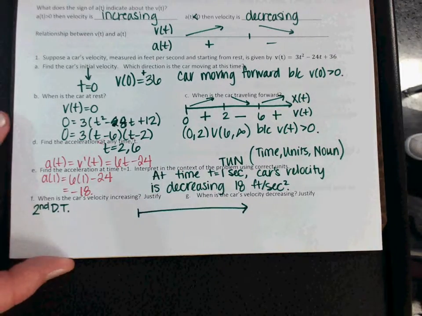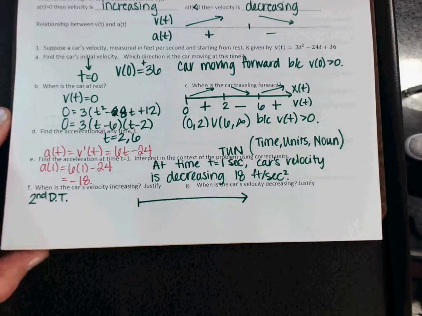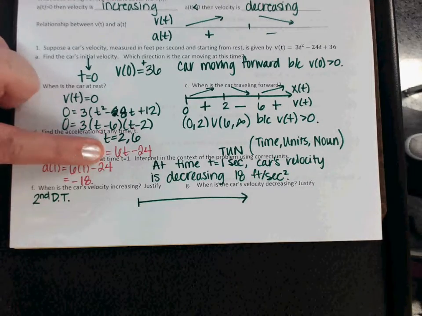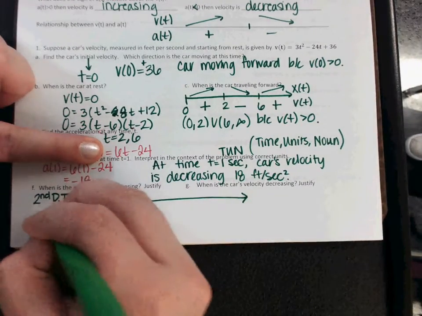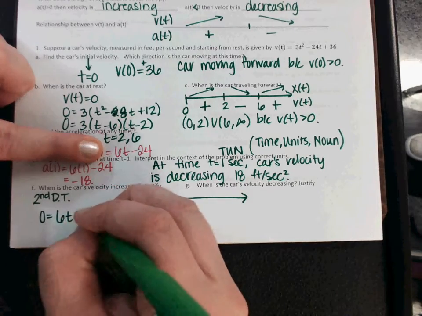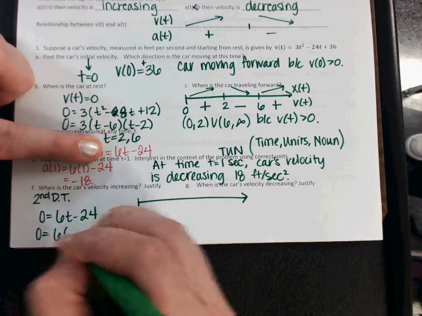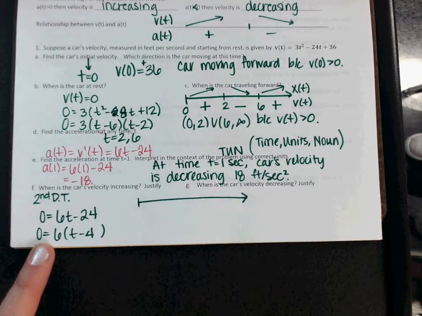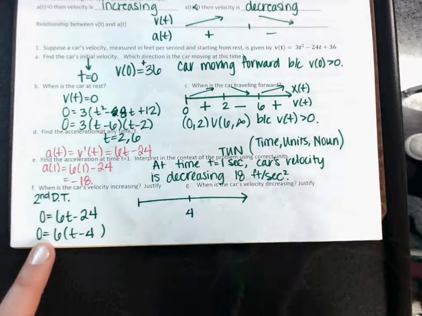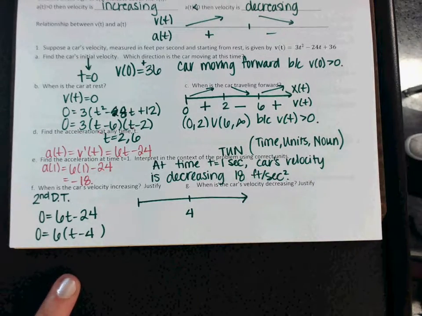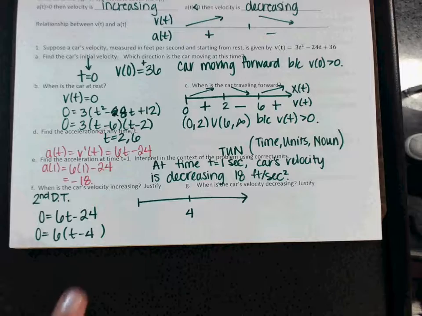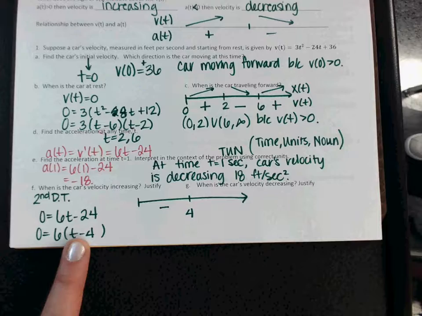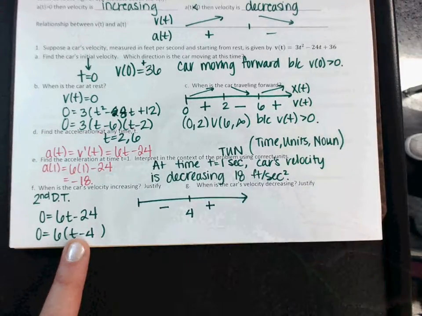And in order for me to do a second derivative test, what do I need to set the second derivative equal to? Zero. Now, my second derivative is right here, yeah? So I'm going to let 0 equal 6t minus 24. I can factor out a 6. What does that leave me with? T minus 4, which means my critical number is what? 4. Then, since 0 wasn't a critical number, I'm going to plug in 0. 0 minus 4 is negative. Then say I pick 5. 5 minus 4 is positive.